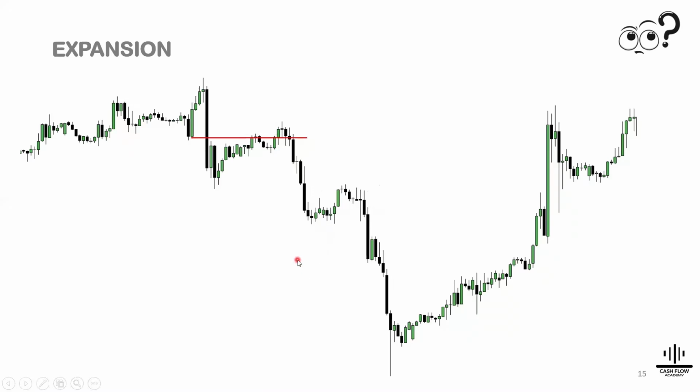Now, where else do we see an expansion? You can see how price expanded higher. Before expanding, it left what? A bullish order block.